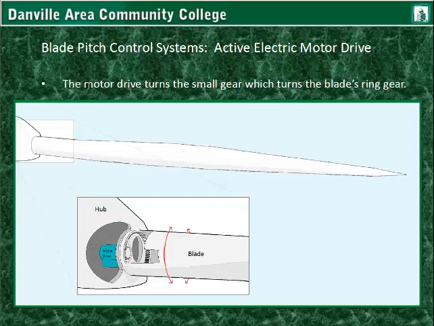So going to the motor drive system, the motor drive turns a small gear, which turns the blade's ring gear, as discussed earlier. A little bit better drawing, cutaway view, or better image rather. You see the motor drive here. It goes through a reduction gearbox. And here is the output gear, and it drives the basically ring gear mounted inside the root of the blade. And of course, there'd be a means of allowing the blade to be attached to the hub and rotate, but the basic concept is illustrated here.